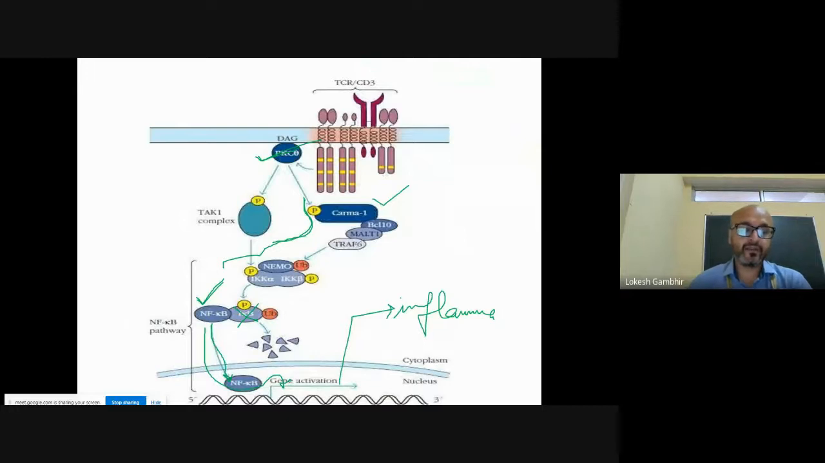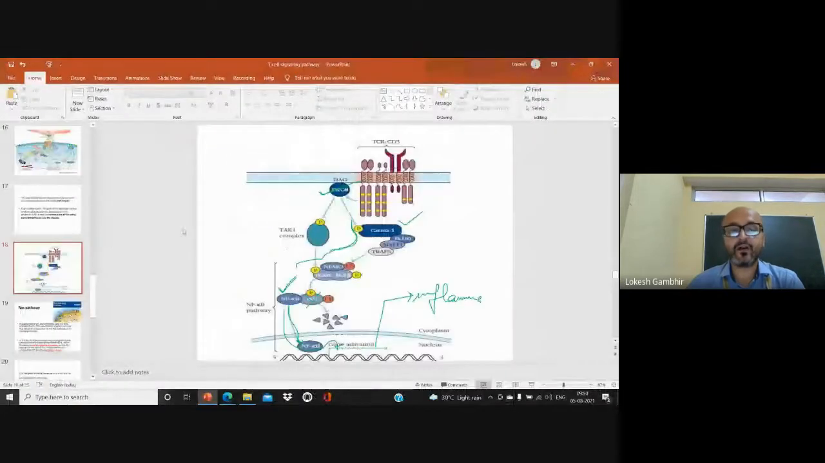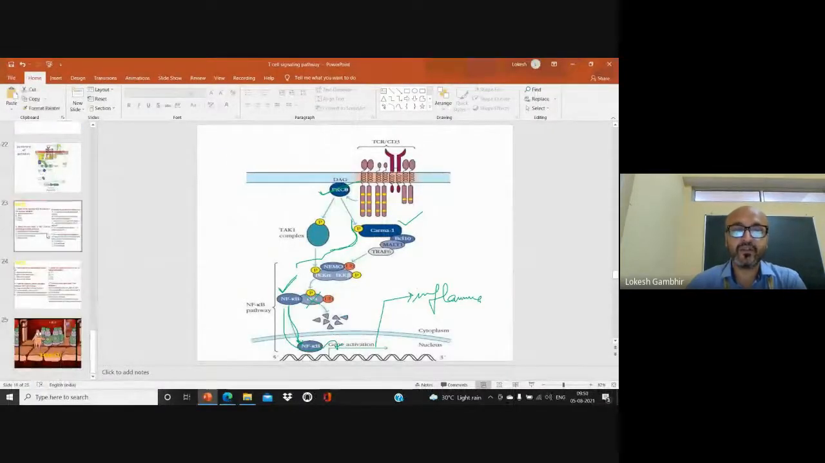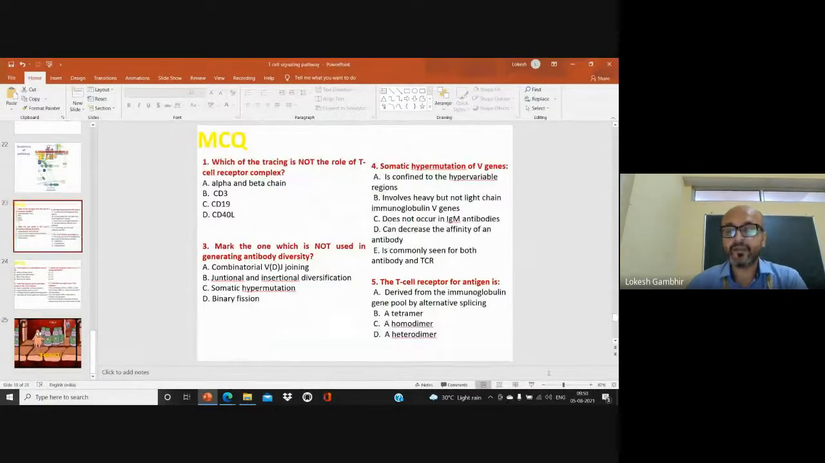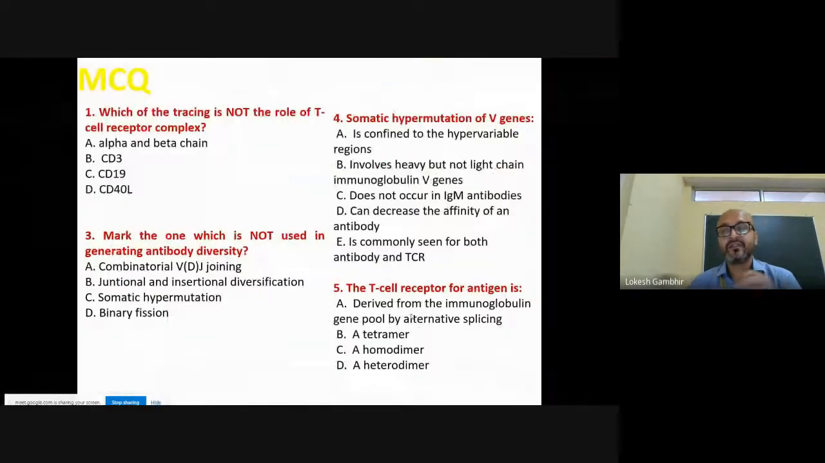So I hope in today's session you had a very clear understanding of how things are moving, and how, when we are talking about a T cell receptor, it mediates its complete function. In the next lecture, we will talk in detail about how T cell receptor diversity is maintained at the genetic level, the genetic recombinations.